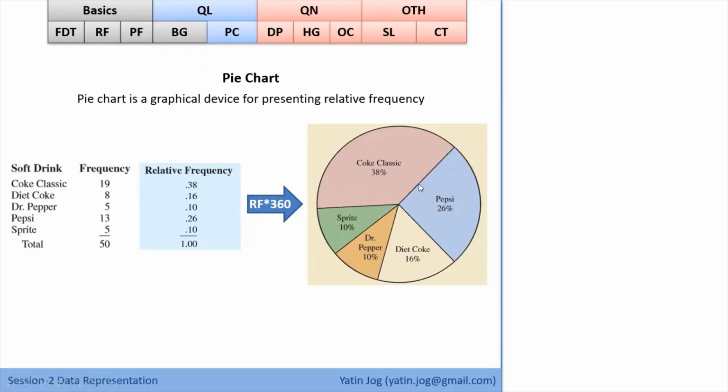Then consider this as a baseline for Pepsi. And then calculate: the relative frequency for Pepsi is 0.26, into 360. Whatever the angle is, draw that angle here, and so on. Continue this process and you will get a pie chart for the given data set.